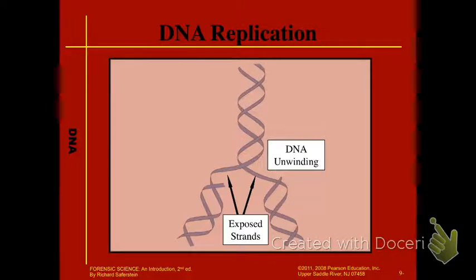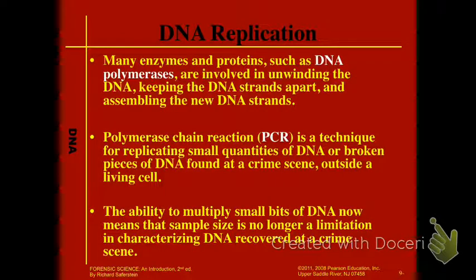So that's what you see here. The DNA is unwinding, and then these open strands are the ones that have the free nucleotides that come in and base pair with them. There are enzymes and proteins like DNA polymerase that help out in unwinding the DNA, keeping them apart, and assembling the new DNA strands.